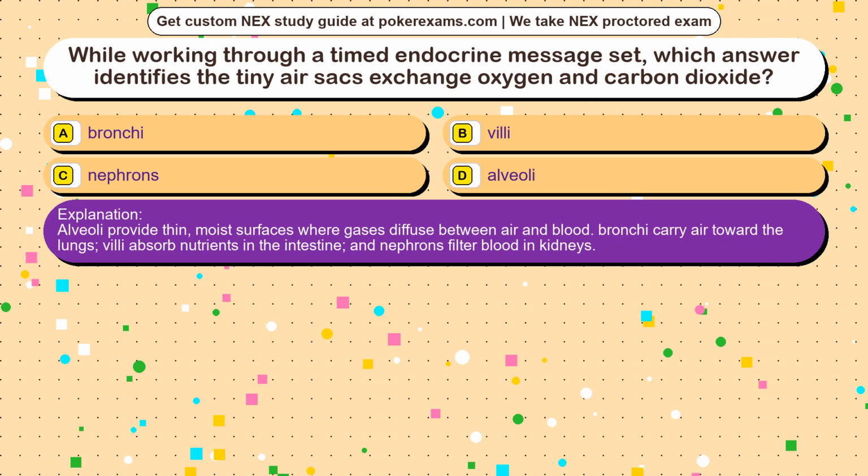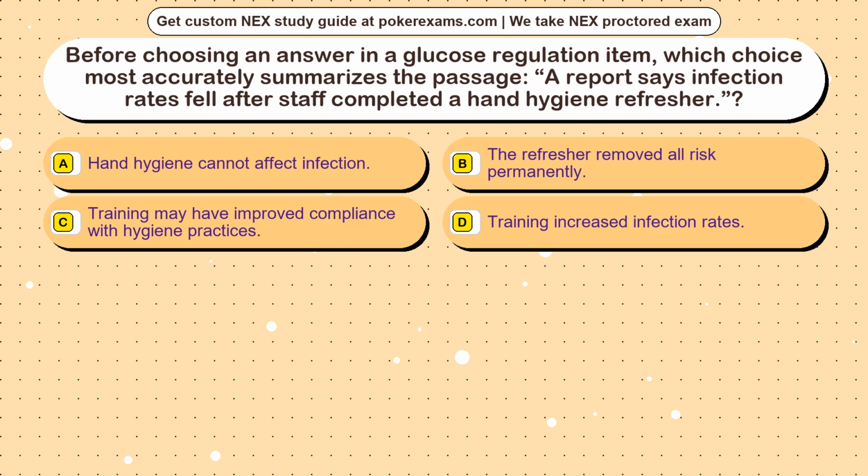Question 9. Before choosing an answer in a glucose regulation item, which choice most accurately summarizes the passage? A report says infection rates fell after staff completed a hand hygiene refresher. Option A, hand hygiene cannot affect infection. Option B, the refresher removed all risk permanently. Option C, a training may have improved compliance with hygiene practices. Option D, a training increased infection rates.